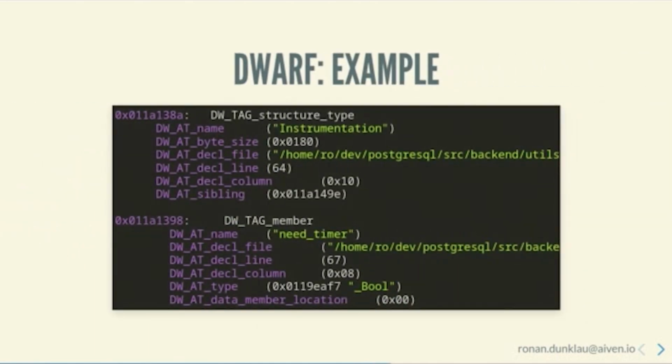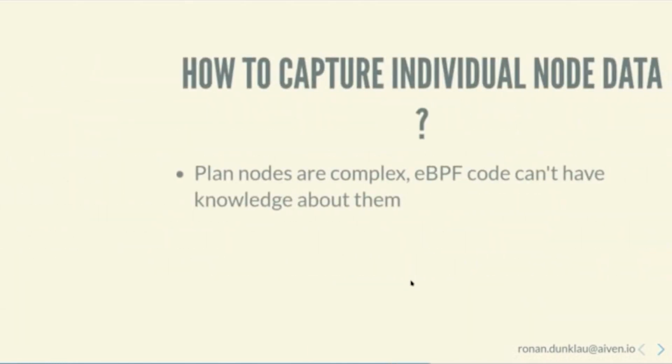A small example about DWARF. This is the output from the library I'm using to parse DWARF information. Just to give you an idea of how it works, here is the DWARF information for the instrumentation struct, which is defined in Postgres. Starting from this base type, we can know that it has several members. And for every member, we can know its name, its type, and the offset from the base of the struct it resides at.